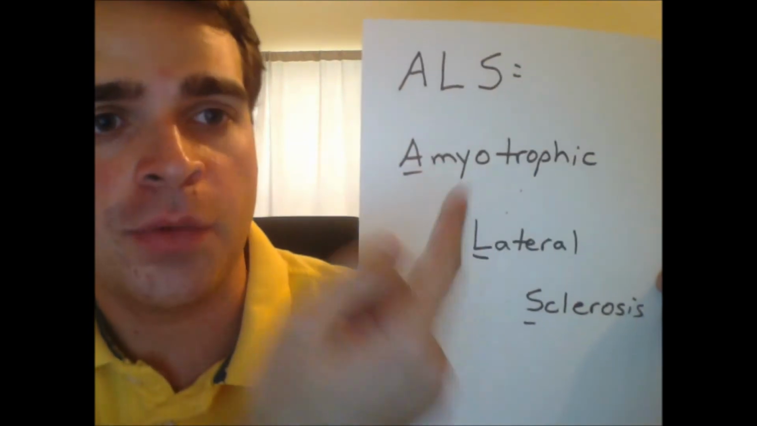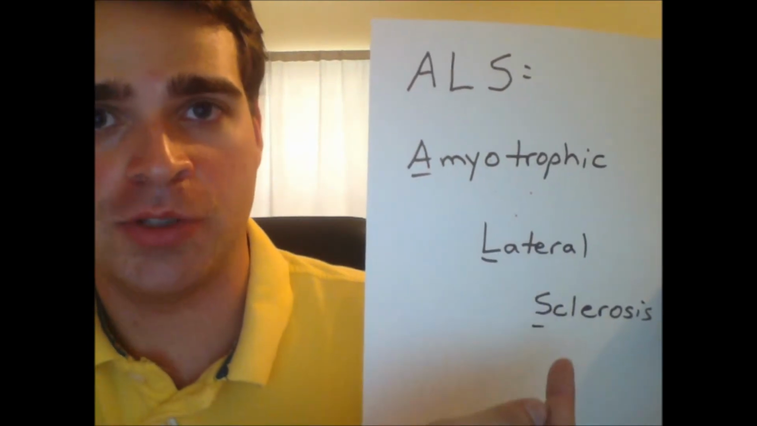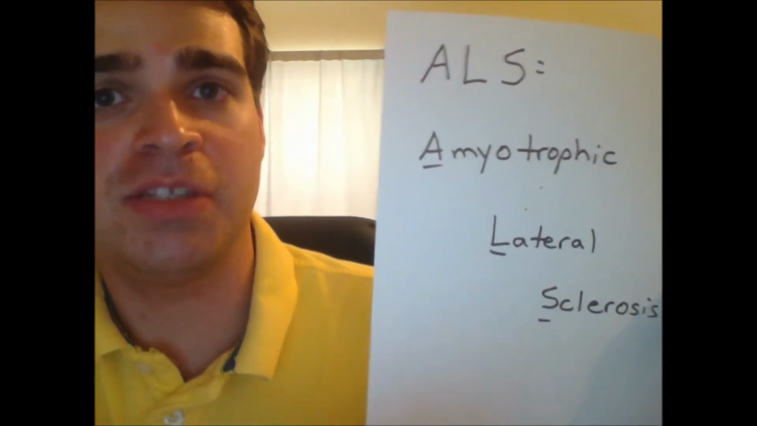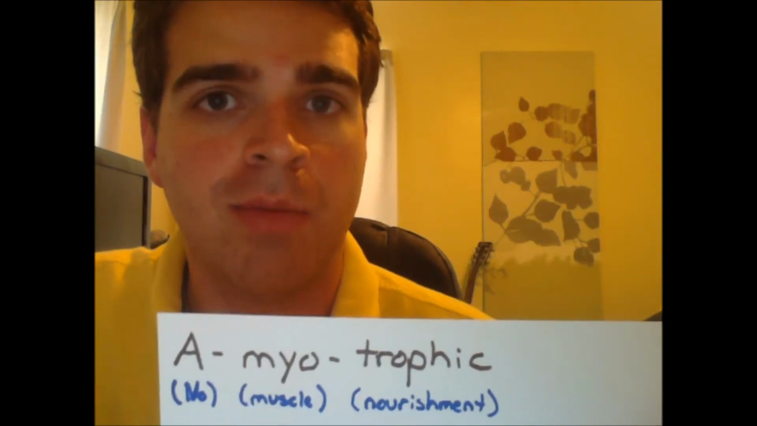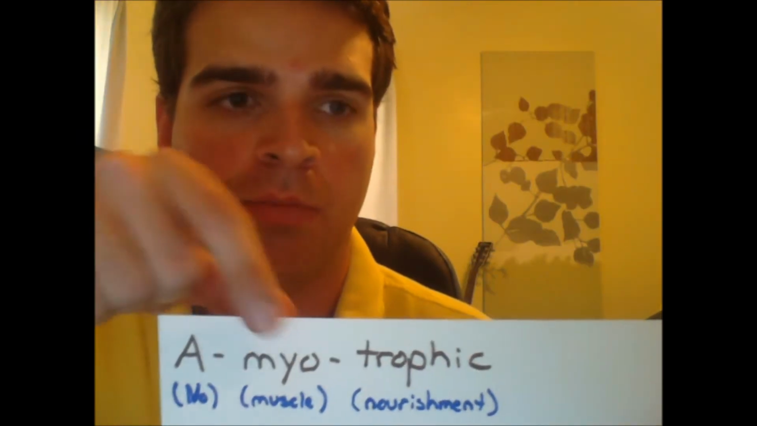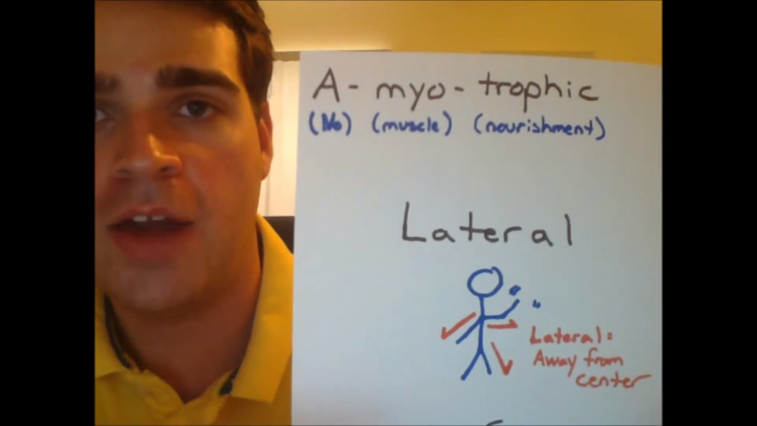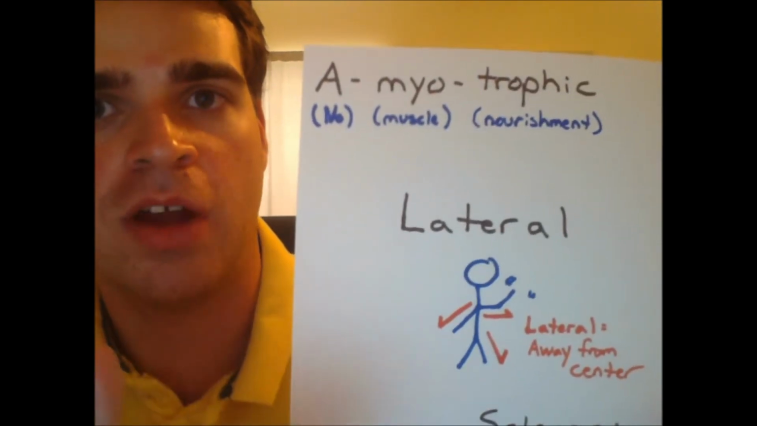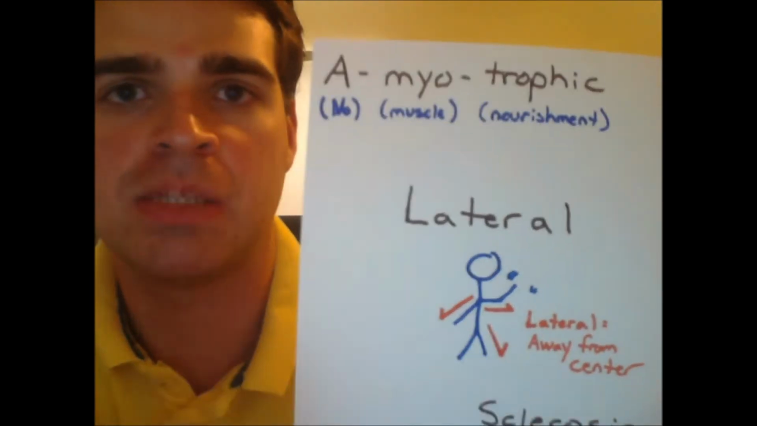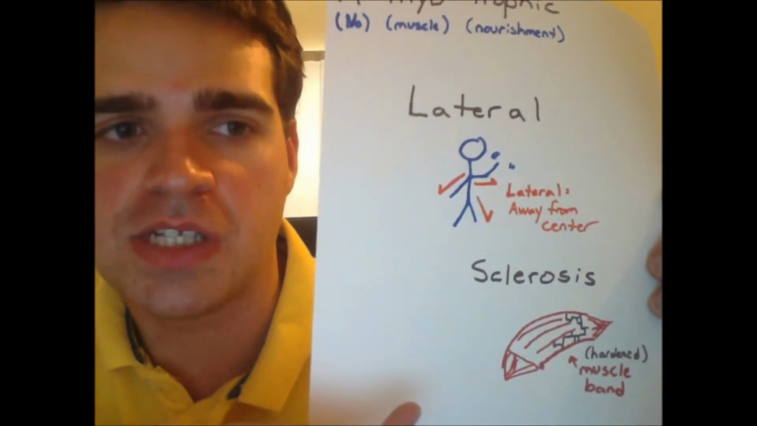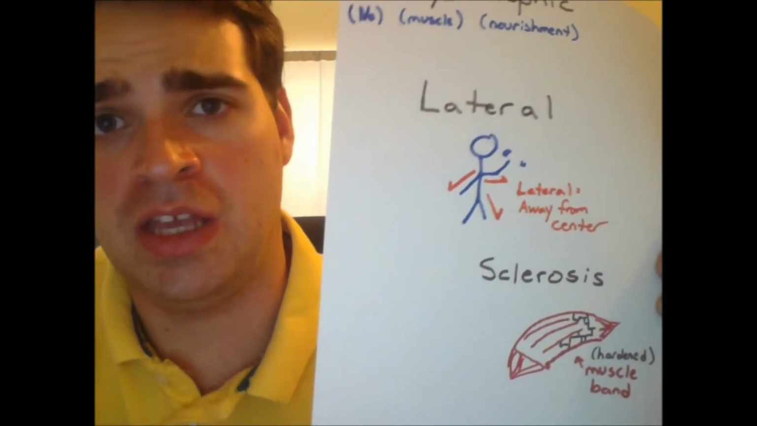So ALS stands for amyotrophic lateral sclerosis, and it sounds like a really complicated term, but it's pretty simple when you break it down. We have the word amyotrophic, which basically means no muscle nourishment. The second term, lateral, is a medical term that basically describes anything away from the center of the organism you're dealing with. And last we have the word sclerosis, which basically means the hardening of any kind of tissue.